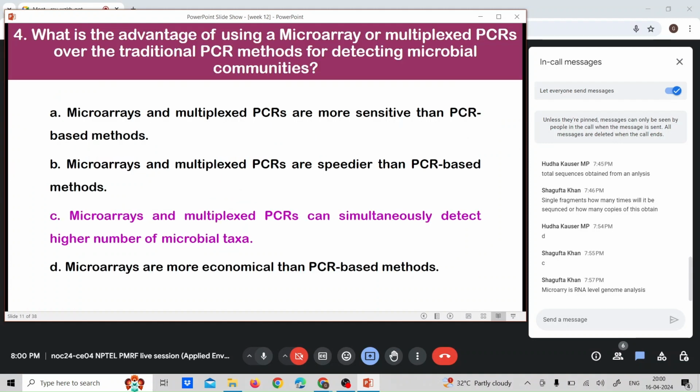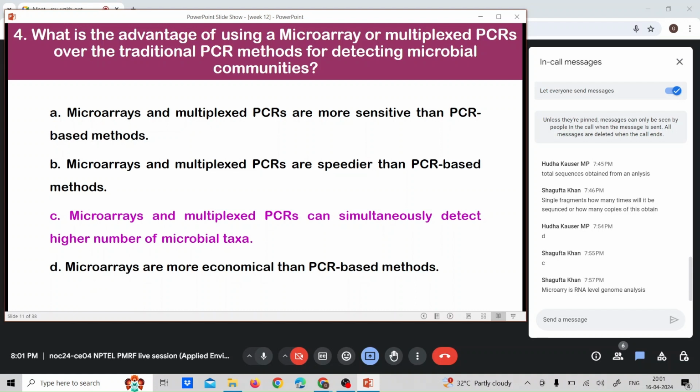Okay, so here the question is, what is the advantage of using microarray or multiplexed PCR over traditional PCR methods for detecting microbial communities? The options are: microarrays and multiplex PCR are more sensitive than PCR based methods; they are speedier than PCR based methods; they can simultaneously detect a higher number of microbial taxa; and they are more economical than PCR based methods.